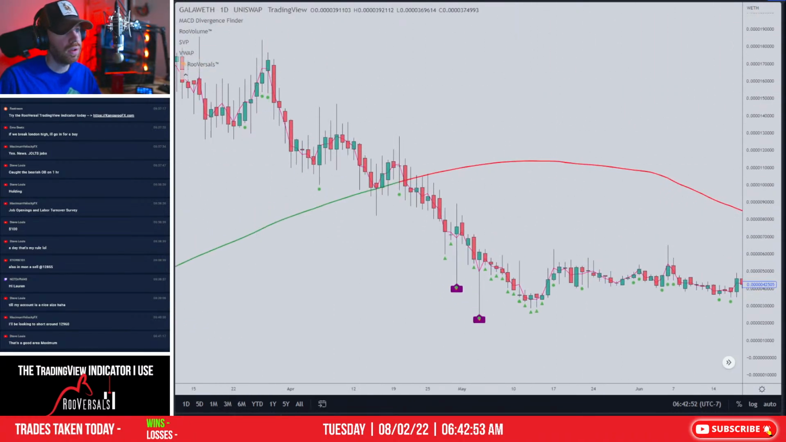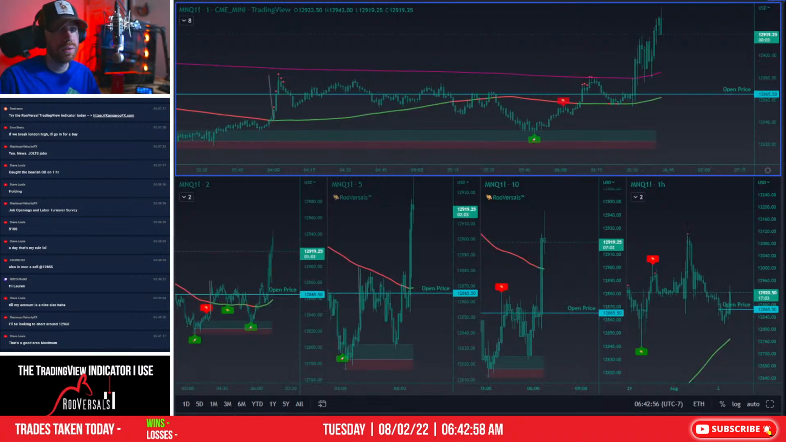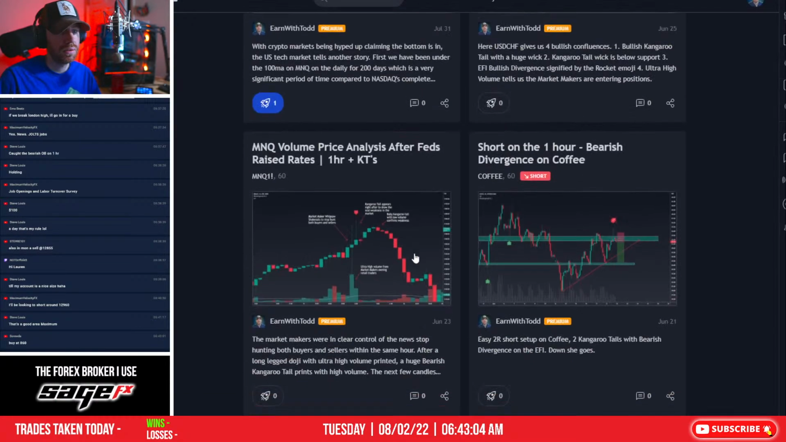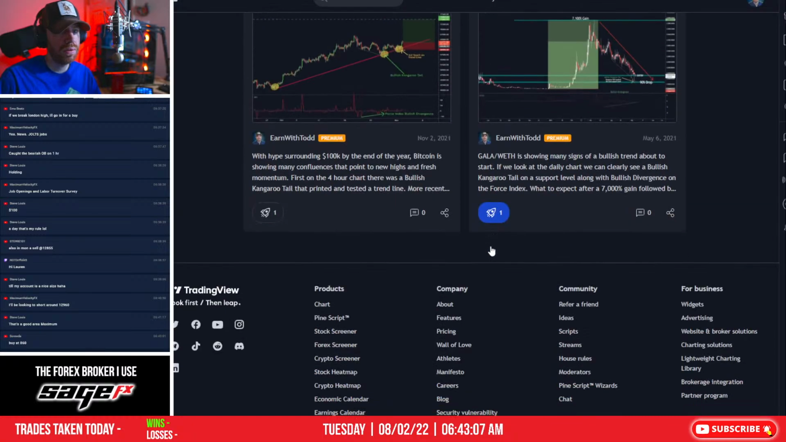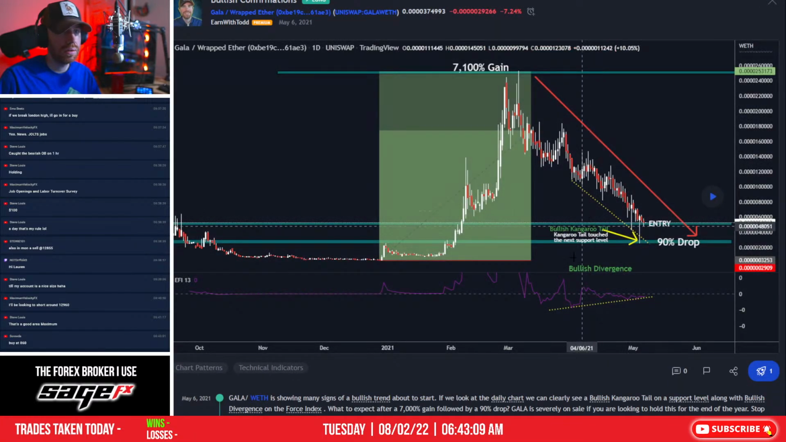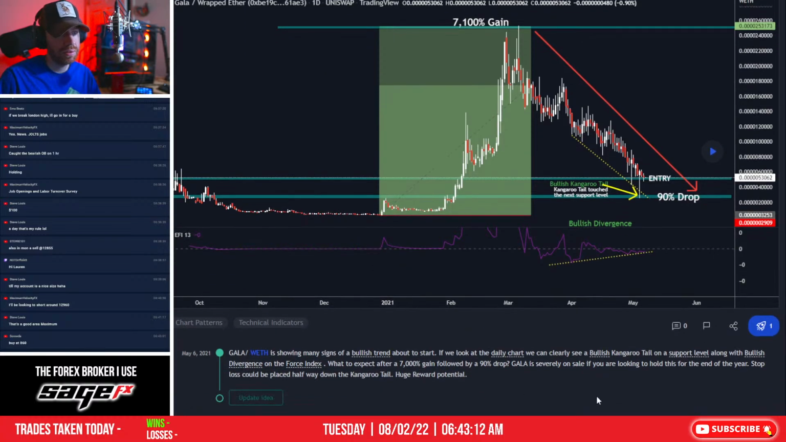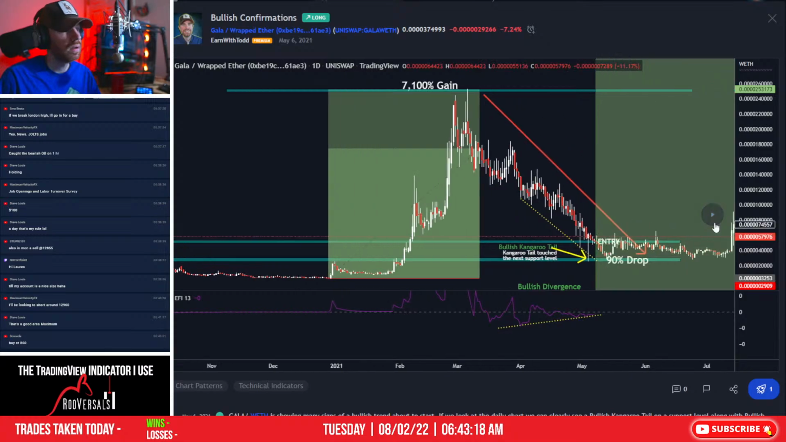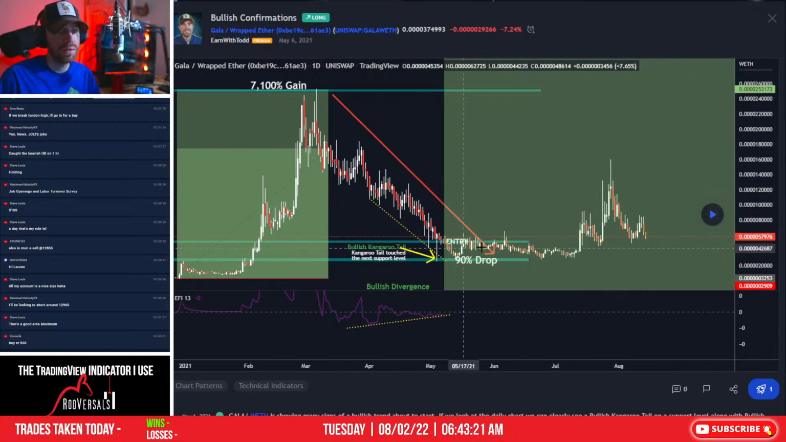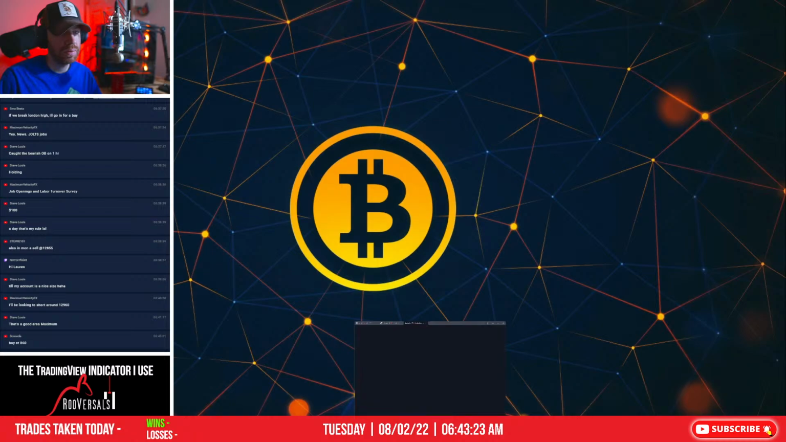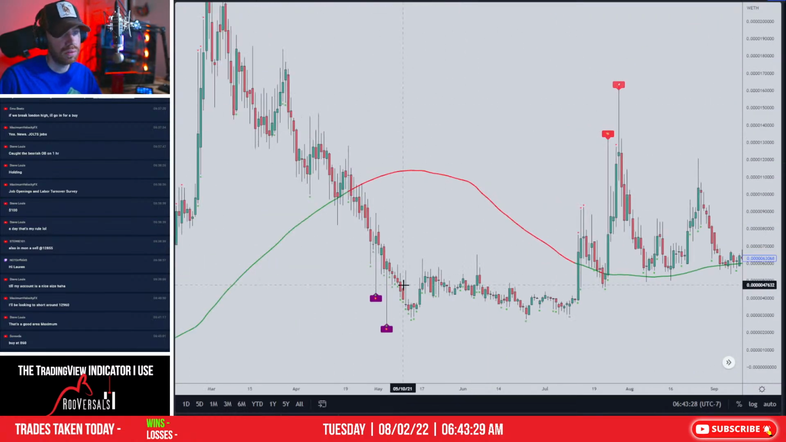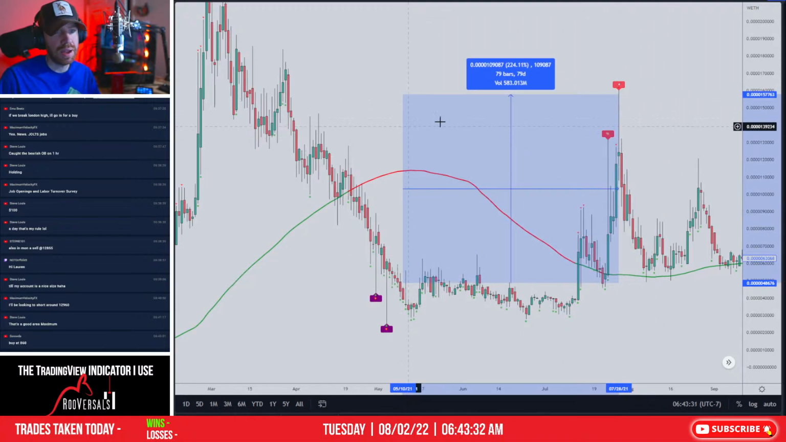This is the candle I entered on Gala. May 3rd, 2021. Oh, actually entered on May 6th. Yeah, this is my entry, Kangaroo Tails, Divergence. It had even gone up a little bit. Like right here, I think I was up like 2,000 or 3,000.